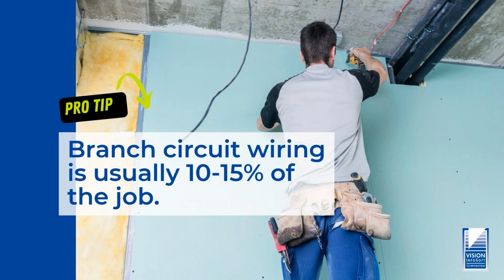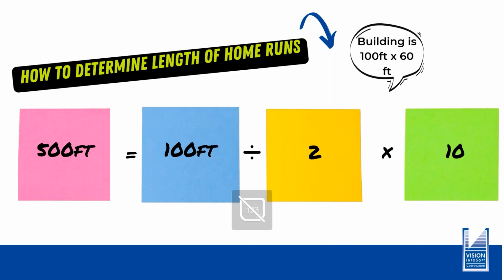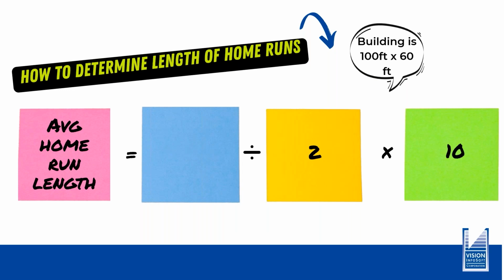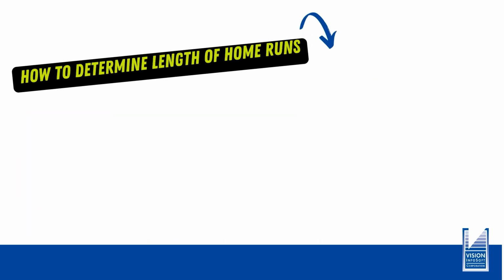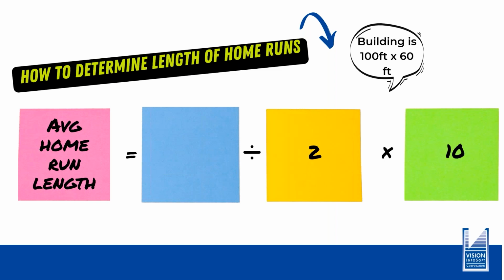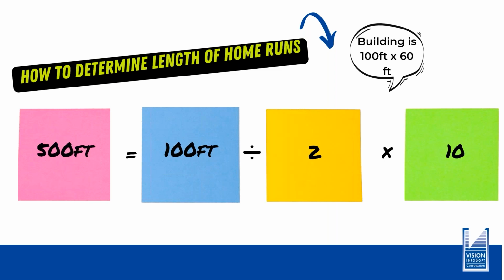Let me show you where that's put into the formula here. So it's 100 feet divided by 2. That means the average home run is 50 feet, times 10 circuits means I need 500 feet of home runs.